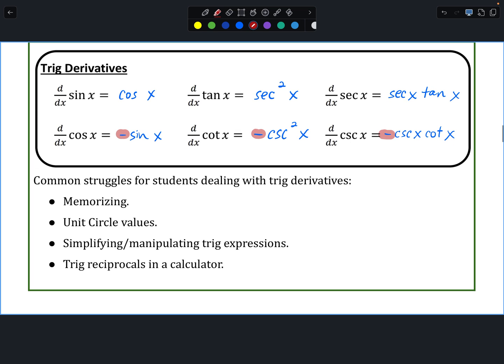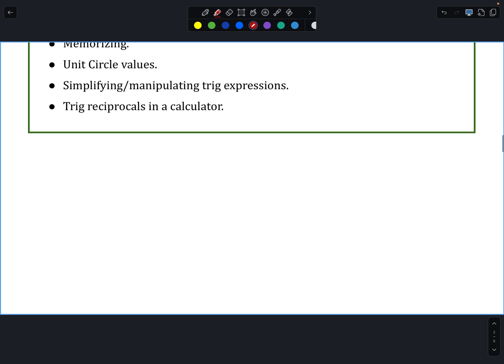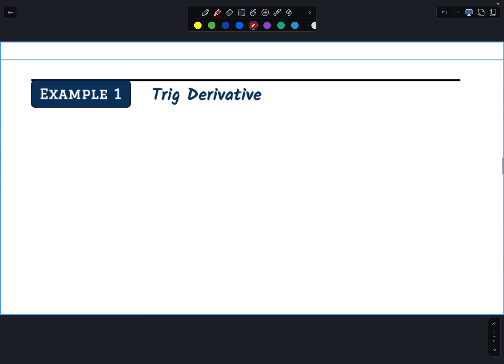All right, so what you're going to struggle on is memorizing it, knowing your unit circle. If I ask you to find tangent lines at x equals pi over 3, you need to know your unit circle. Simplifying trig expressions, we're going to do something like that in the first example. And then how do I do a trig reciprocal in a calculator? If a lot of you don't have your calculators out, that's okay. Take out your calculators because we're going to use it for one of the problems. All right, so example 1.